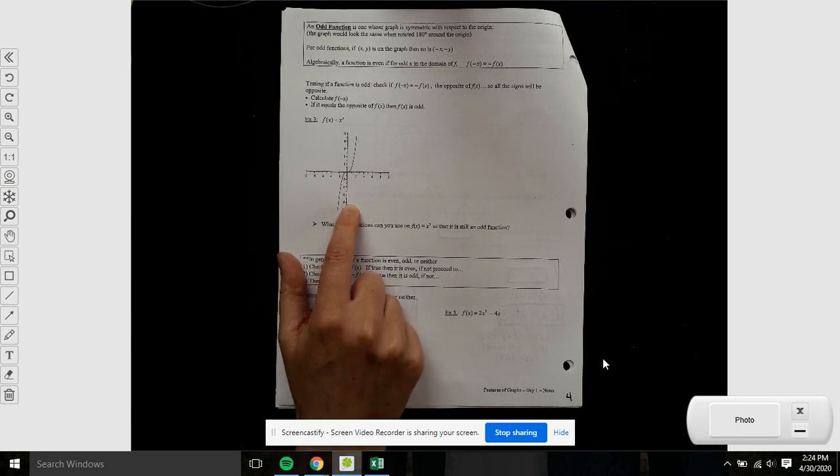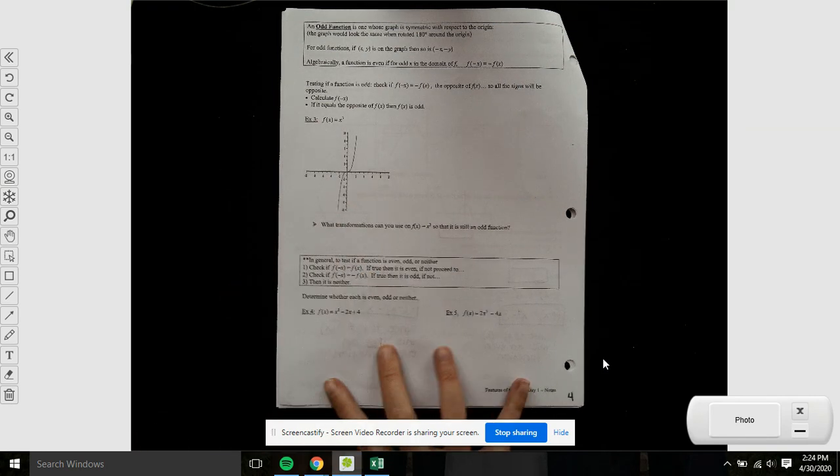So if you turn to page 4 in your 3B packet, you see the title of odd function. Now, as you have seen in my previous videos, an odd function is one that is symmetric with respect to the origin. So if you were to rotate the function 180 degrees around the origin, it would give you the same exact picture on the graph. The example in your notes here is f of x equals x cubed.